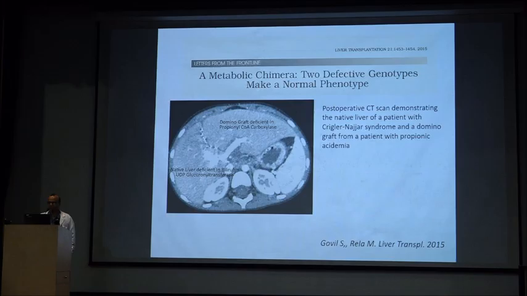This is Dr. Raila's publication from long back, 2015, showing a patient's post-operative CT. This is the domino graft deficient in propionyl-CoA carboxylase, and this is the native liver with Crigler-Najjar, and both are compensating for each other's enzyme defects. And this is the normal phenotype.